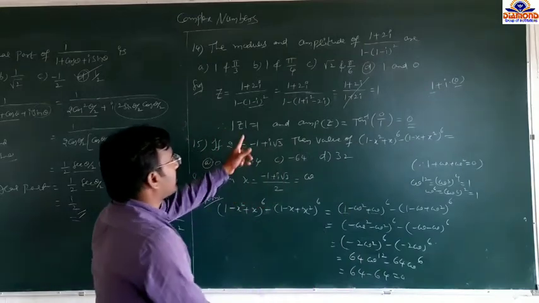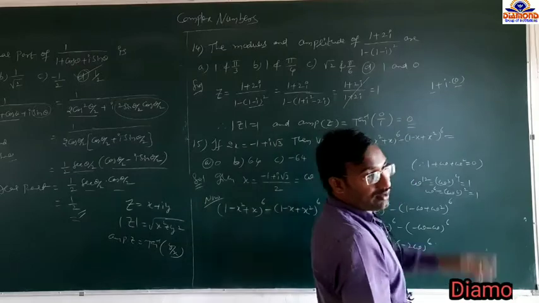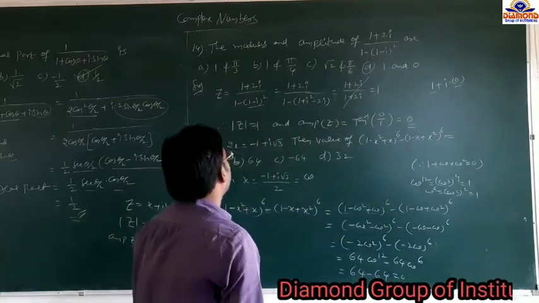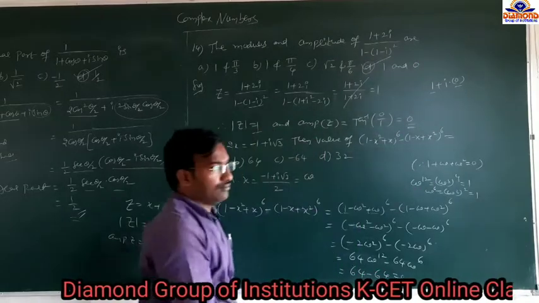So that's why its modulus is 1 and amplitude is tan inverse of y by x, which is nothing but 0 by 1. Tan inverse of 0 is 0. So that's why modulus is 1, amplitude is 0. So option is B.